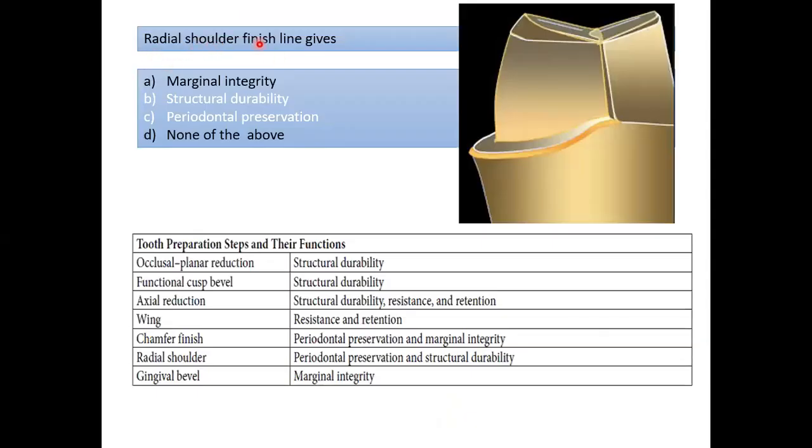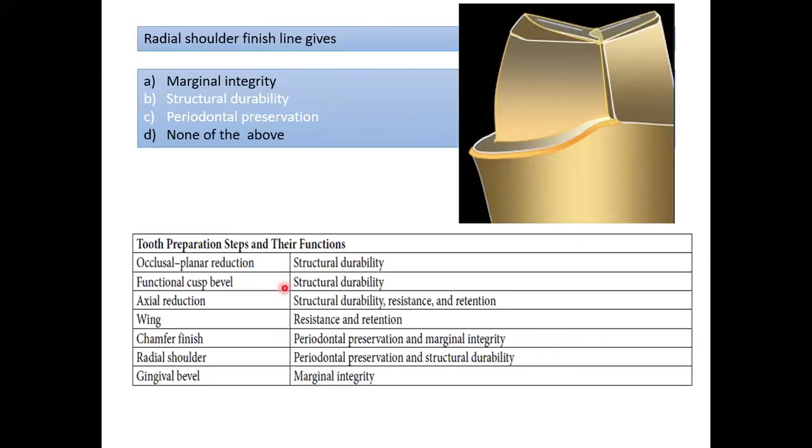So what does a radial shoulder finish line give? Whether it gives your marginal integrity, or your structural durability, or your periodontal preservation, or none of the above. There are a few guidelines that will be useful for you. When they speak about occlusal reduction, it is for structural durability, because by giving a good amount of occlusal reduction, you are giving space for your crown. That is, you're giving space for your metal ceramic or your all ceramic or your full metal crown, thereby making the structure more durable in that region.